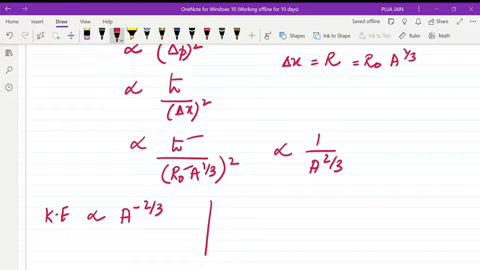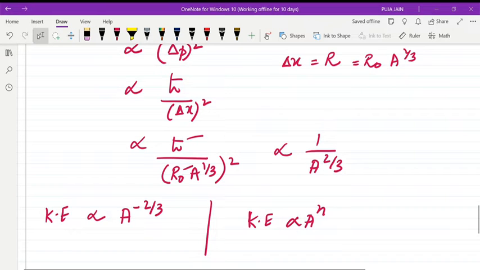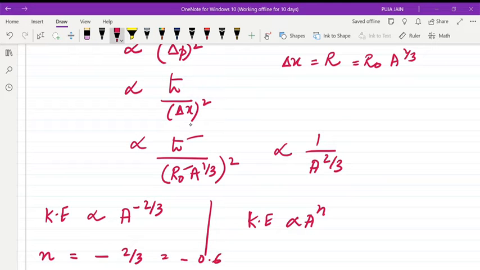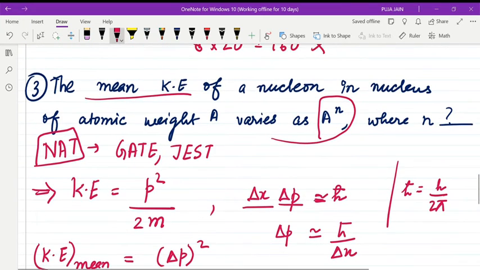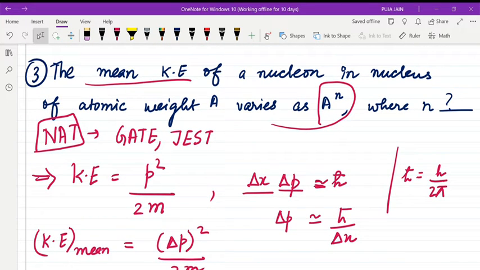They have asked that the kinetic energy is proportional to A to the power n. So now comparing, we are getting n is minus 2/3, that is minus 0.67. Okay, so your answer is minus 0.67. If in the question they tell you that n is a negative quantity, then you will put the answer as 0.67. Also, they will mention how many decimal places they want the answer to be, like 1 or 2. So just put the value in that way. If they have said 1 decimal place, then only 1. If they have said 2, then 0.67. Okay.